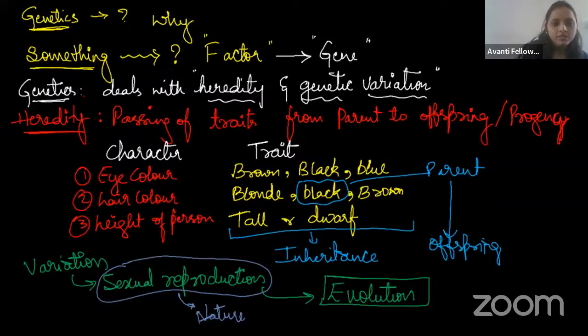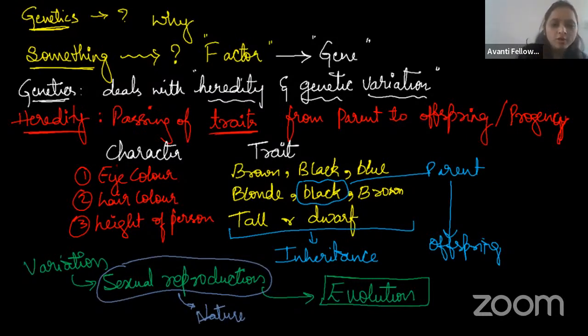Okay, so what is genetics, guys? It is the study of heredity and genetic variation. And what do you mean by heredity? The transfer of traits from the parental generation to the offspring, we call heredity. Not the character, it is a trait. Some of you confuse trait and character, so let us study that.